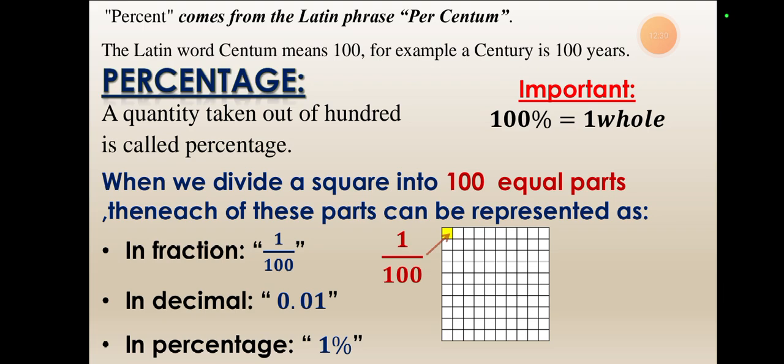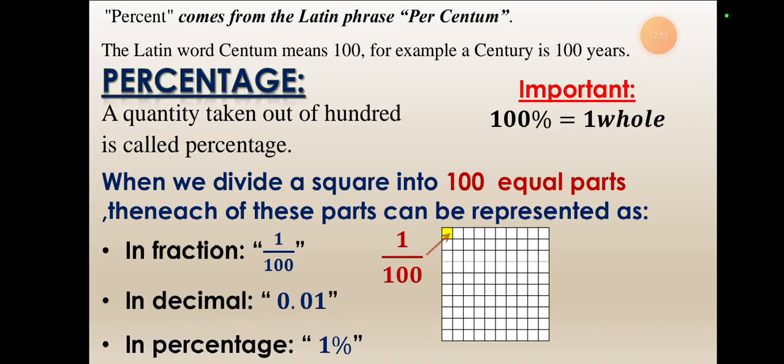For example, a century is 100 years. So centum is a Latin word, and from there percent arrived. If you look, a century is 100 years. That's why percent means out of 100. Percentage: a quantity taken out of 100 is called a percentage. So whenever we talk about something in percent, it is called a percentage.